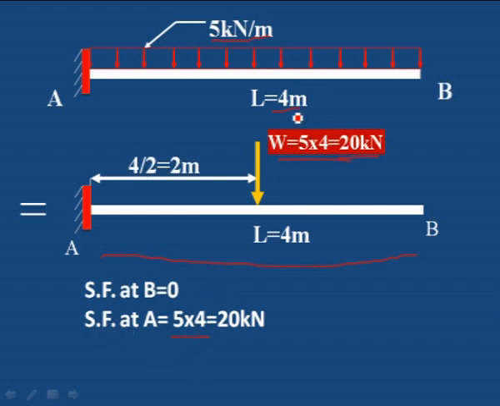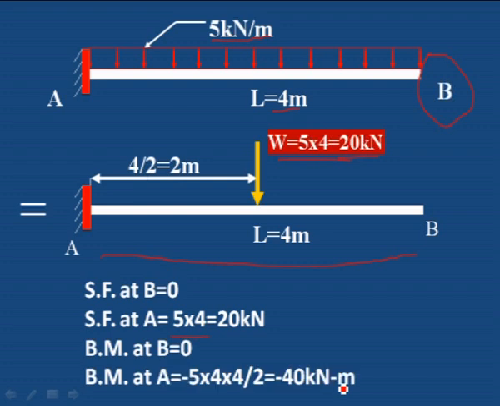Whenever UDL is given, that UDL has to be converted into the point load by multiplying its distance. Then bending moment at B. Bending moment at B, no load is acting, therefore 0.